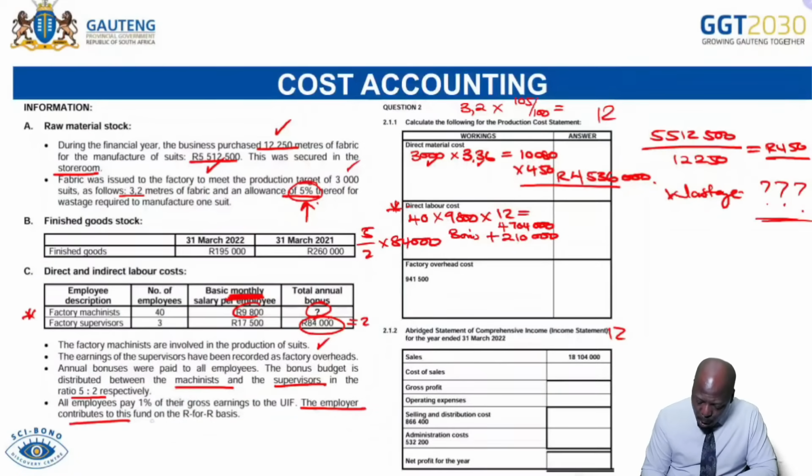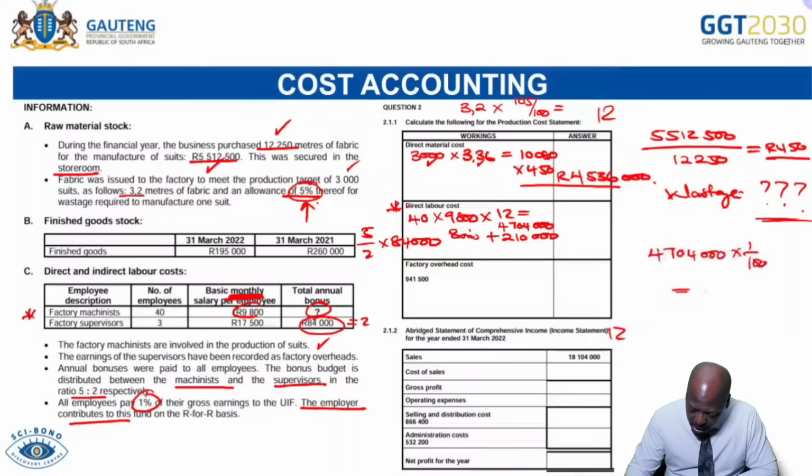And the next one that you have to keep in mind is your employer's contribution. And here we're told the employer contributes 1% of the gross earnings. So the gross earnings is 4,704,000, and we're going to get 1% of that. How much did we get as our gross earnings? It was 4,900,000, or I had not added these ones.